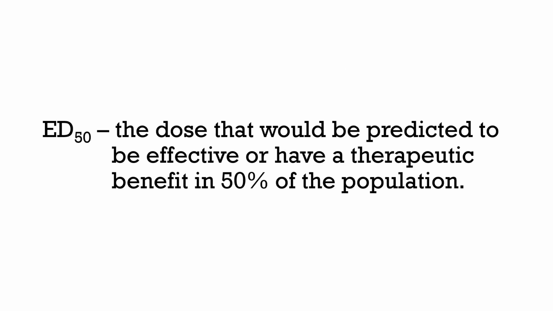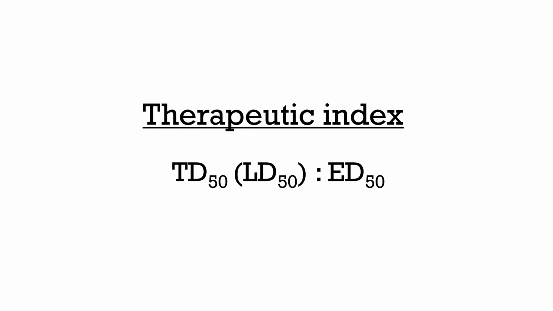And we also have your ED50, which is the effective dose. This would be the dose that would be predicted to be effective or have a therapeutic benefit in 50% of the population. The therapeutic index is the ratio of the TD50 or the LD50 to the effective dose. It is the ratio value of the toxic dose or the lethal dose to the effective dose. So drugs with a large therapeutic index demonstrate fewer toxic adverse effects when the dose of the drug is in the therapeutic range. Okay.